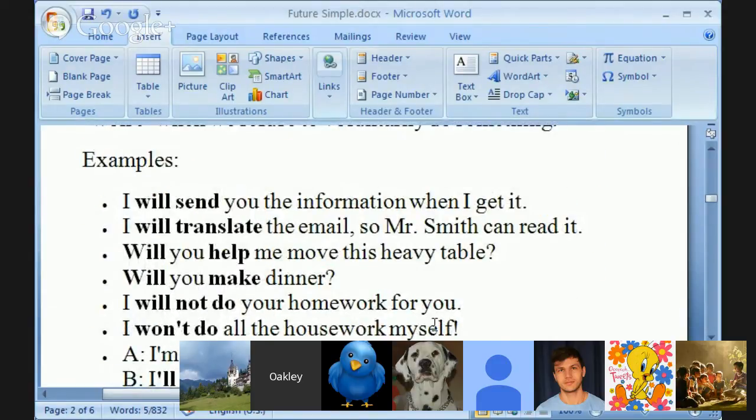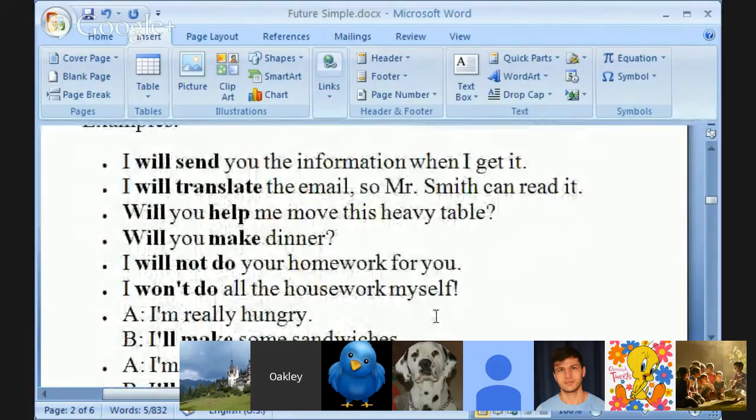Okay, so what are we talking about here? All right, customer service representatives are going to use will a lot. I will send you the information when I get it. Okay. All right. I'm volunteering to do this for you. I will translate the email so Mr. Smith can read it. Okay, fine. Question form, will you help me move this heavy table? Okay, I'm requesting assistance from someone. Will you make dinner? Same thing. Or refusing. I won't do your homework for you. I won't do all the housework myself.